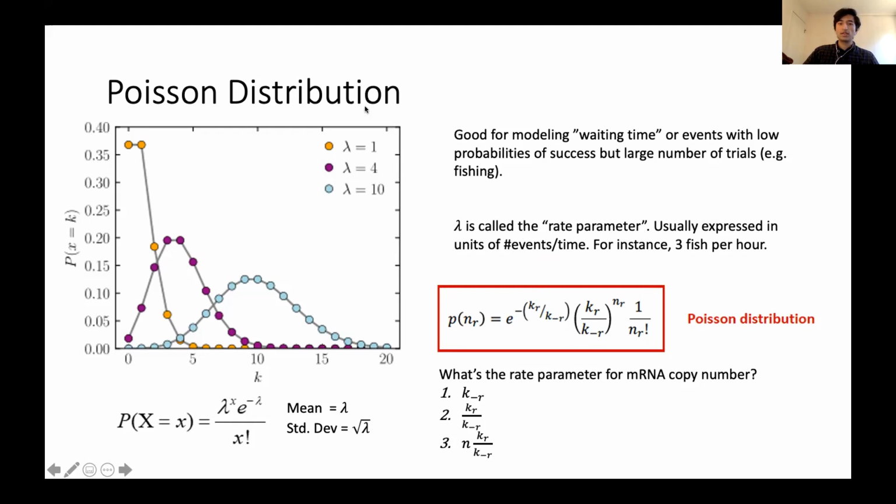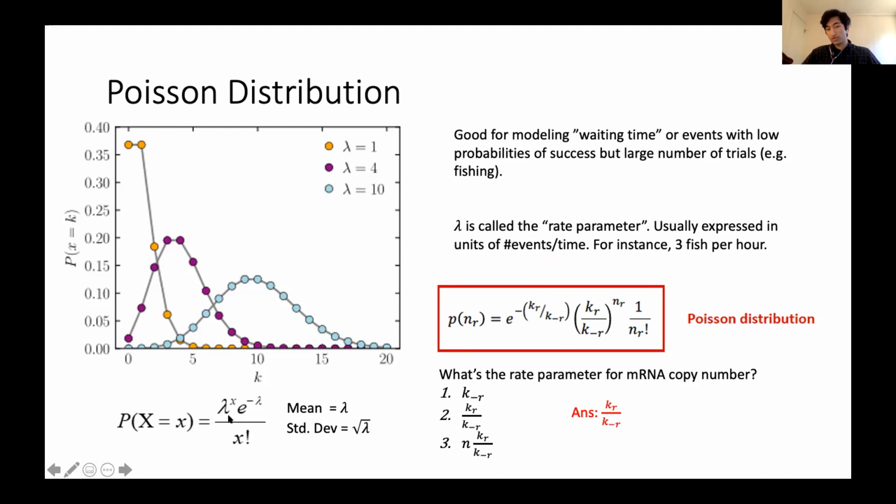Okay, so I guess I'll just go ahead and go over the answer. In this case, the rate parameter for this Poisson distribution is k_r over k_negative r. And the way that you can see this is that if you look at the formula for a Poisson distribution, the rate parameter is always raised. So you always have e to the negative lambda. And here you have e to the negative k_r over k_negative r.